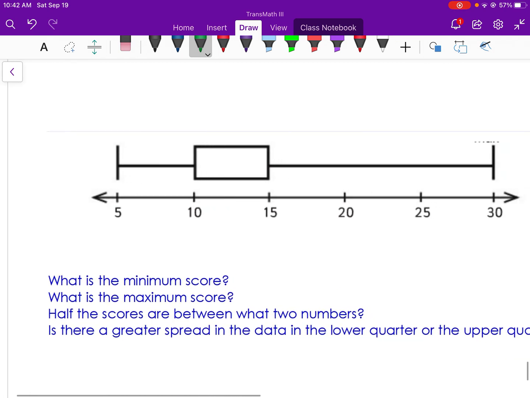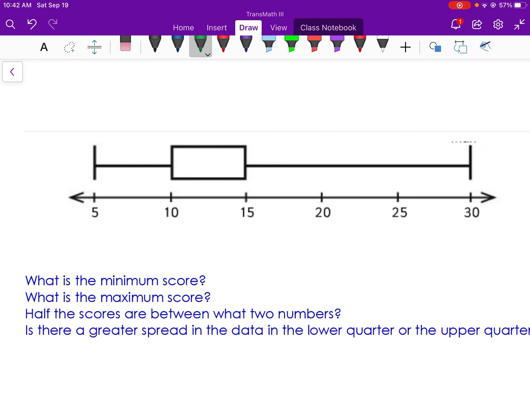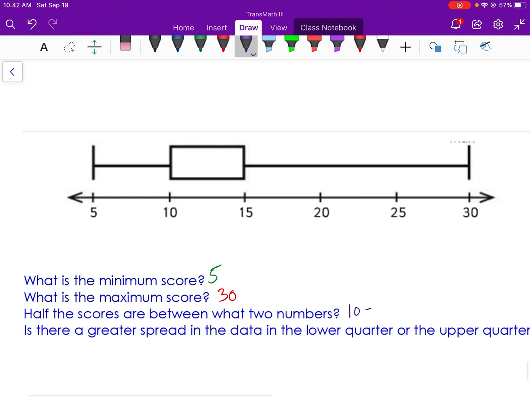So let's go ahead and do this. What is the minimum score? If we're looking at the minimum score, we're looking at that left whisker. That falls on 5. What is the maximum? That's the right whisker. That's going to be 30. And then half the scores are between what two numbers? Remember, the box in a box and whisker plot represents that middle half. So between what two numbers? We can say between 10 and 15. Half that data falls within there.